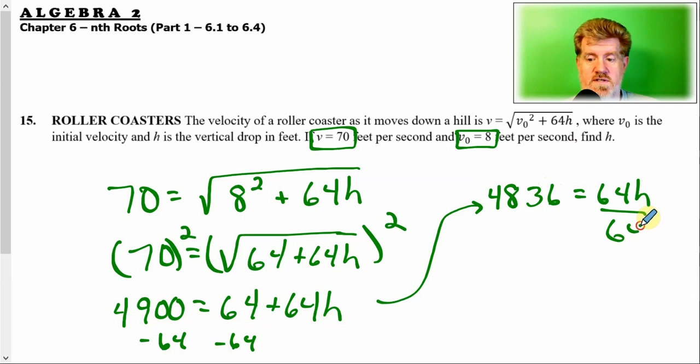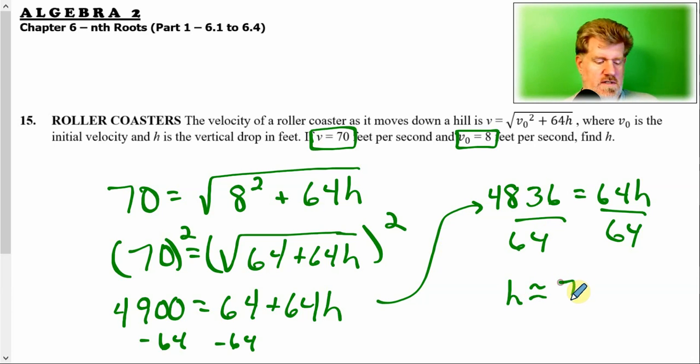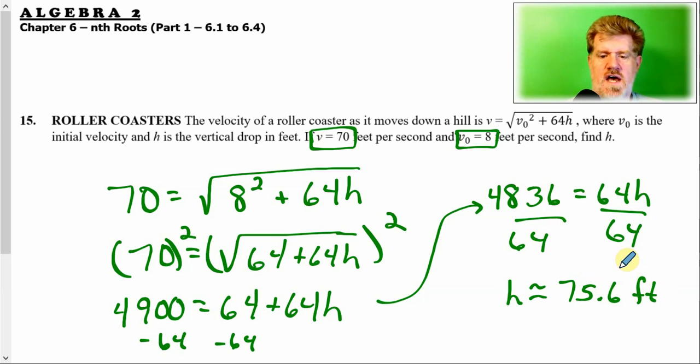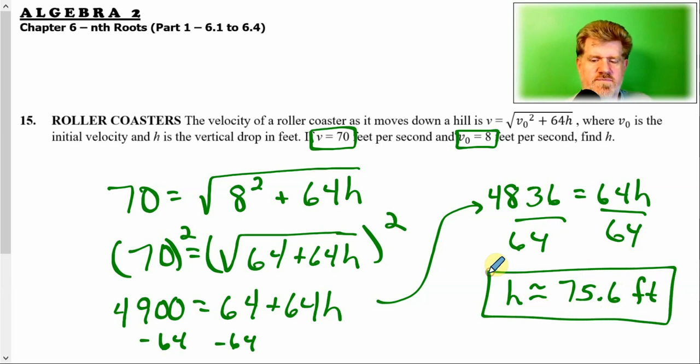Now I'm going to use my calculator. I'm going to divide by 64. So 4836 divided by 64 gives you approximately 75.6 feet. So the coaster is only 75.6 feet high. That's not very high, but that's okay. That's how you solve it.